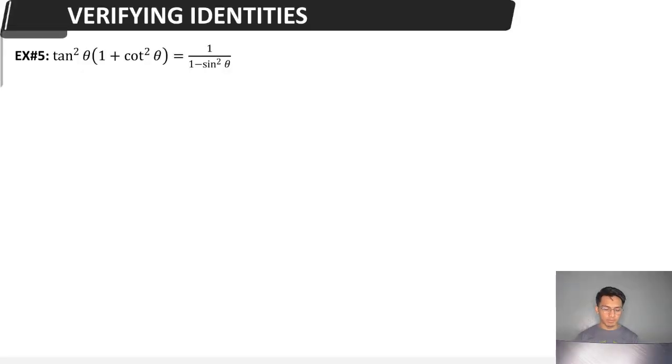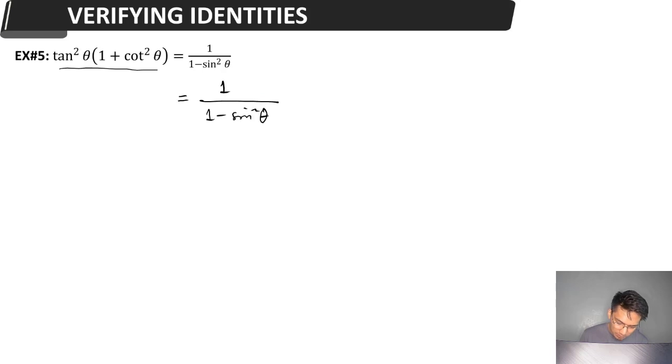Example number 5, given equation, tangent squared theta times the quantity of 1 plus cotangent squared theta equals 1 over 1 minus sine squared theta. So, the more complicated side of the equation here is the left side. Itong side na ito. So, yan ang isi-simplify natin. So, rewrite natin itong right side. We have 1 over 1 minus sine squared theta.